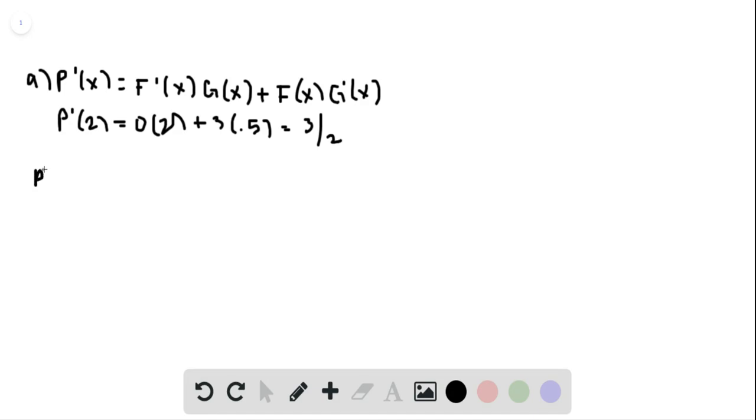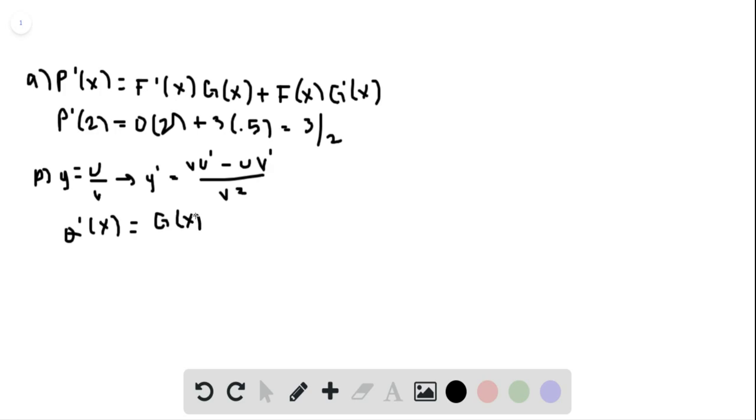For part b, we're going to apply the quotient rule. So we have y is equal to u over v. That means the derivative of y is equal to v times the derivative of u minus u times the derivative of v, over v squared. So the derivative of q is equal to g of x times the derivative of f of x minus f of x times the derivative of g of x, all over g of x squared.